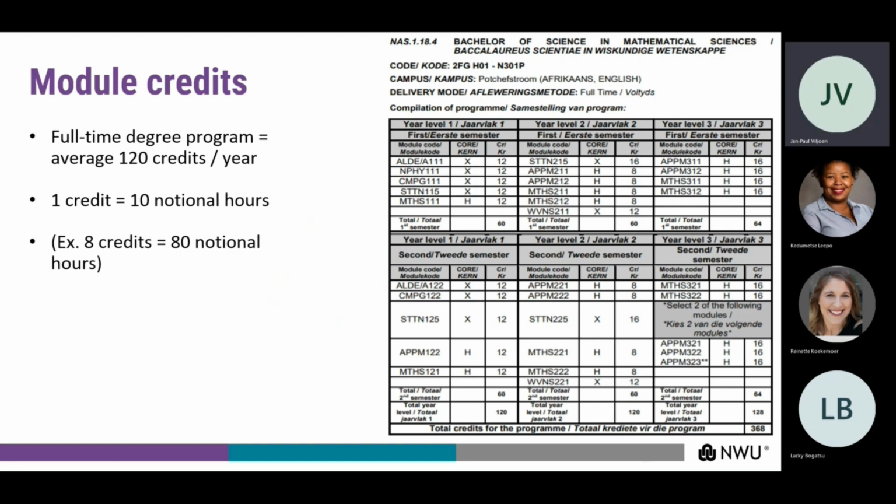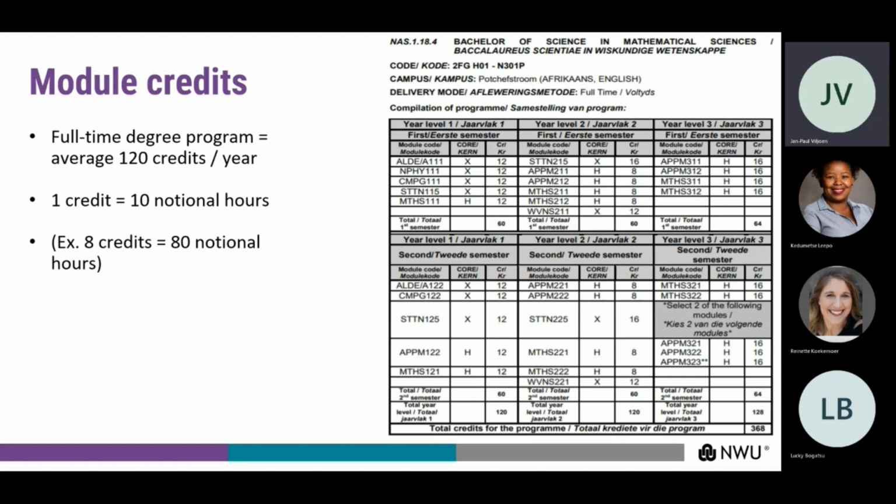These credits also indicate the amount of time, on average, that you should be investing into your module in order to complete that module successfully. The module credits are more or less equally distributed over the duration of your qualification between your study units and between semesters and from year to year. This information can be found in your yearbook and also in your study guide, which will be an indication of how each study unit is weighted in terms of credits.